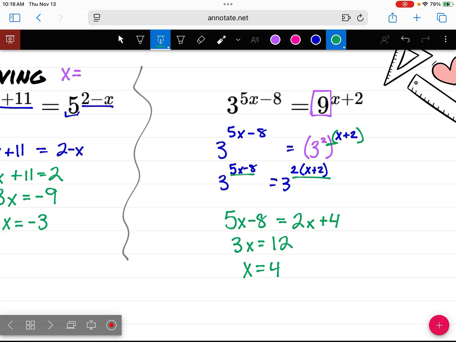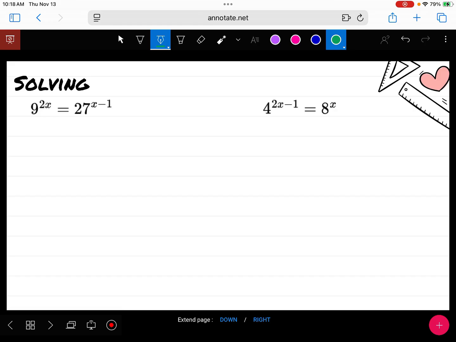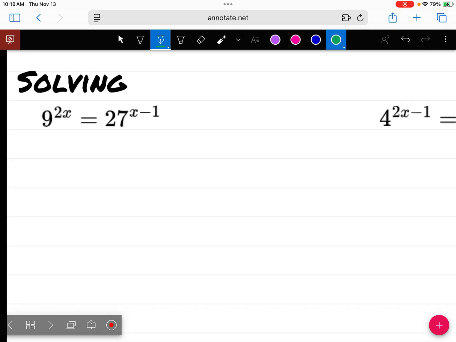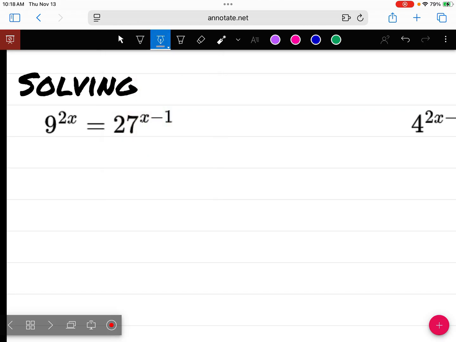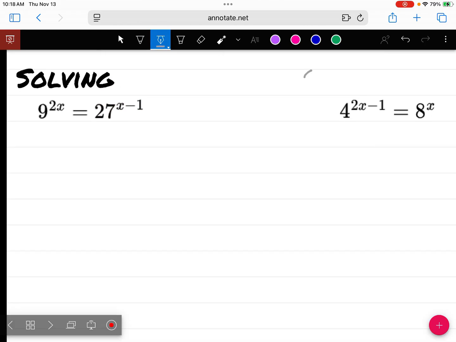Cool. Let's do it again. Here's 2 more of them. So we've got 9 to the 2x equals 27 to the x minus 1. And we have a relationship between our bases, but it's not as a power. Like, I know 9 times 3 gives me 27, but I can't do it as multiplication. What are we going to need to do?